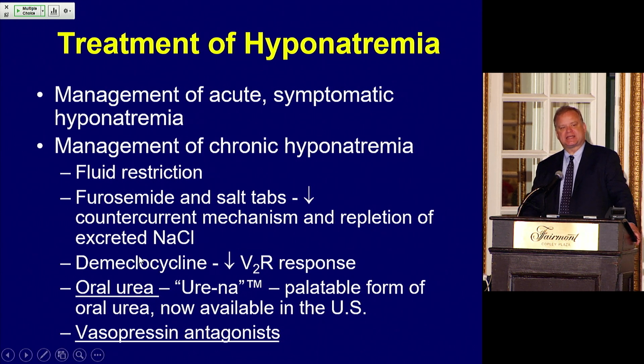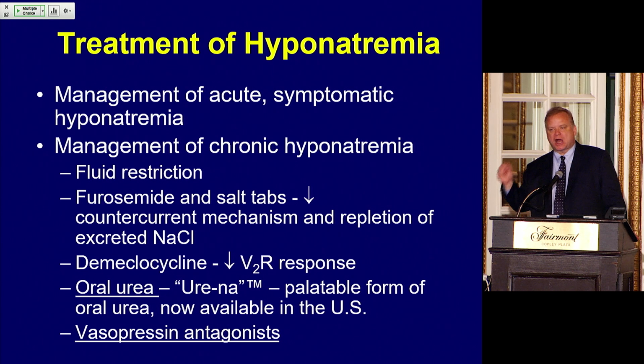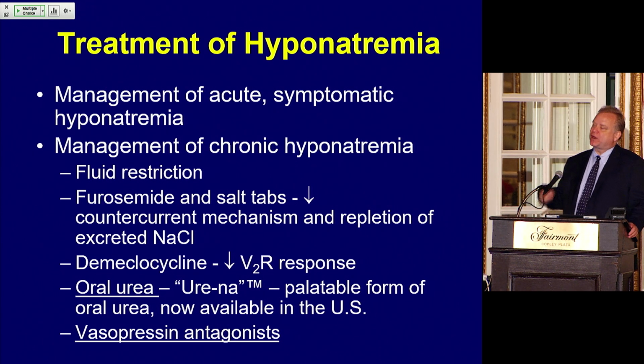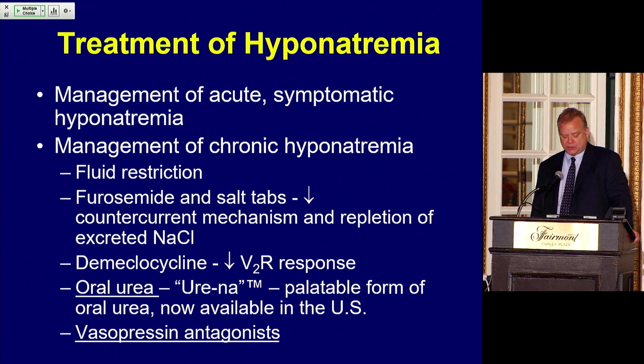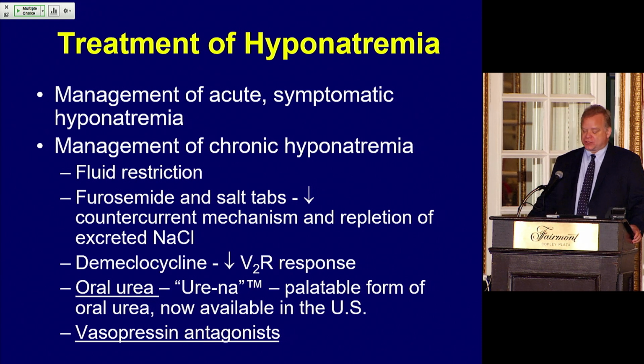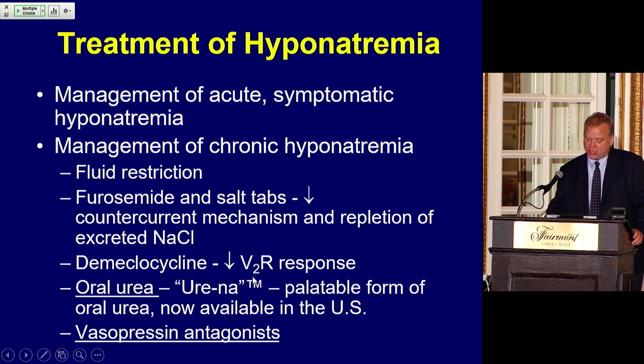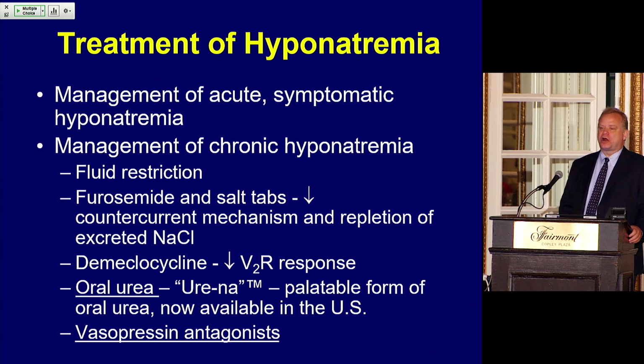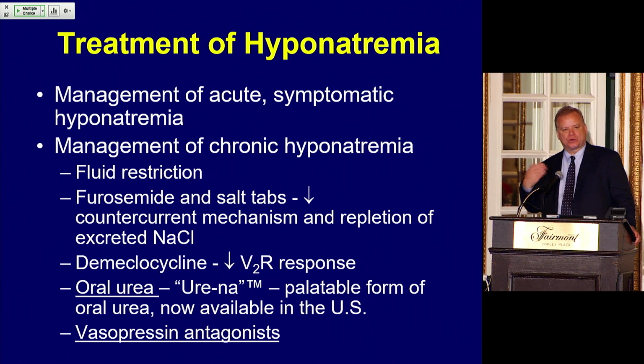Demeclocycline is still available. It's about $10 a day. It's a principal cell toxin, and it reduces the vasopressin response. It causes AKI, however, particularly in patients with liver disease. And I think its use definitely goes up and down, and I think there are geographic differences in how frequently it's used. Oral urea, I'll show in a minute. I use this a lot now in my chronic hyponatremics. There's this formulation called Ure-Na, which is sort of like Tang, and they just put it into water, and it's relatively palatable. It tastes like Kool-Aid.